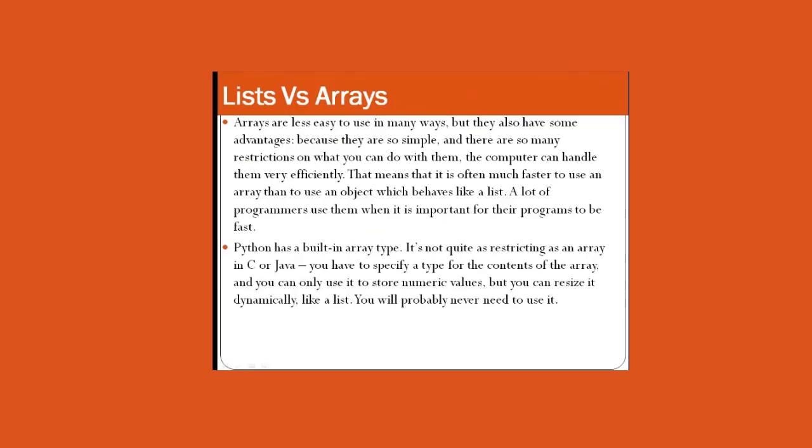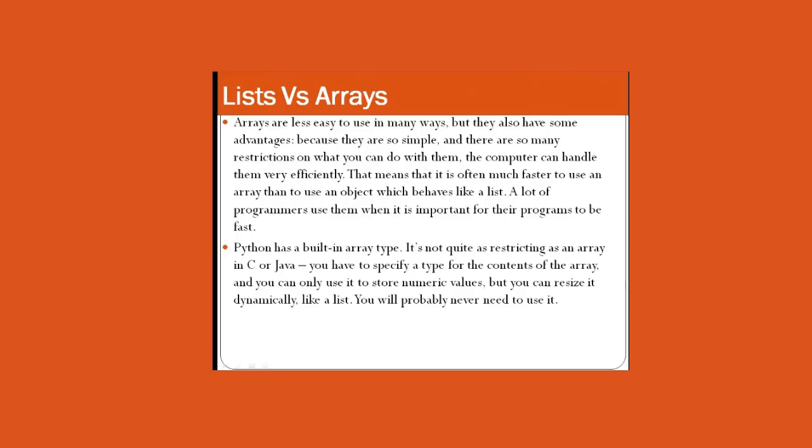Now let's have a look at the difference between lists and arrays. Arrays are less easy to use in many ways, but they also have some advantages because they are so simple and there are so many restrictions on what you can do with them. The computers can handle them very efficiently. That means that it is often much faster to use an array than to use an object which behaves like a list. A lot of programmers use them when it is important for their programs to be fast.